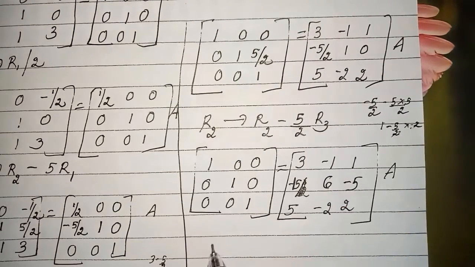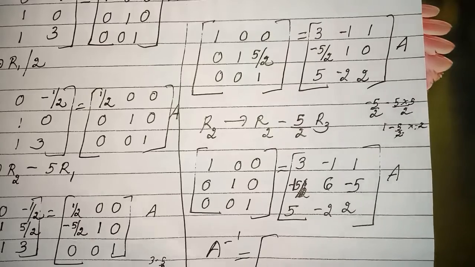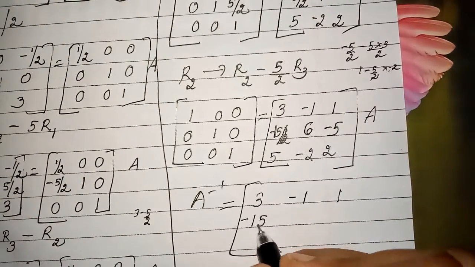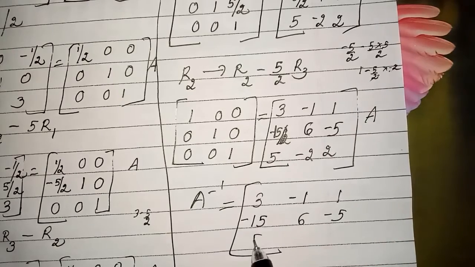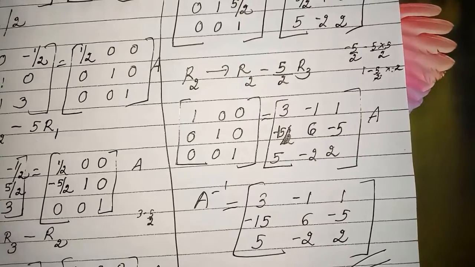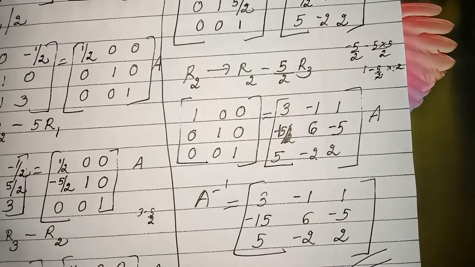So now next step A will go here. So A inverse will be what? 3 minus 1, 1, 1. Minus 15, 6, minus 5, 5 minus 2 and 2. Got it? Yes? Let's do one 2 cross 2.